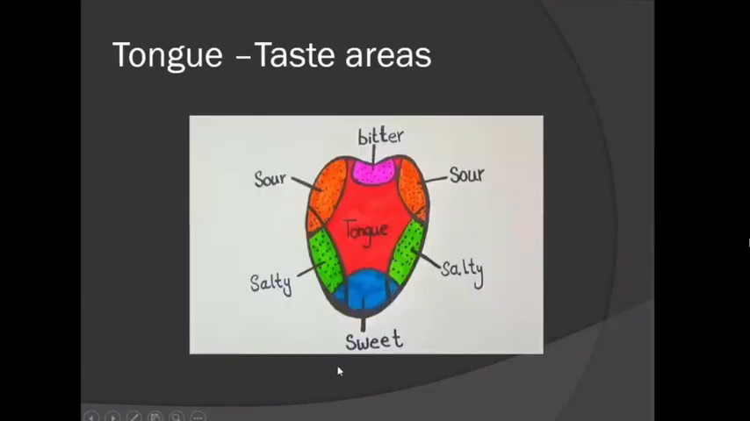Now, these are the taste areas of the tongue. The anterior tip is concerned with sweet, the sides with salty taste, then backward on the sides with sour, and then posterior here, bitter. So you should remember all these areas, the different areas of taste function.